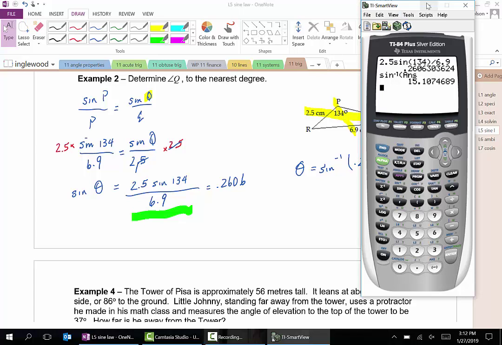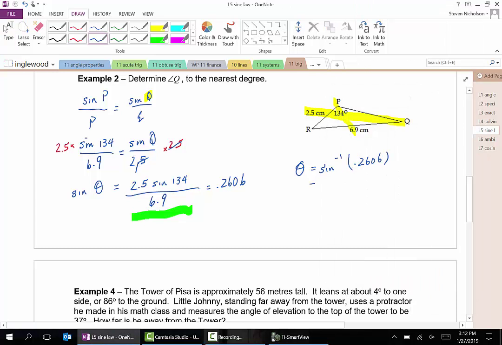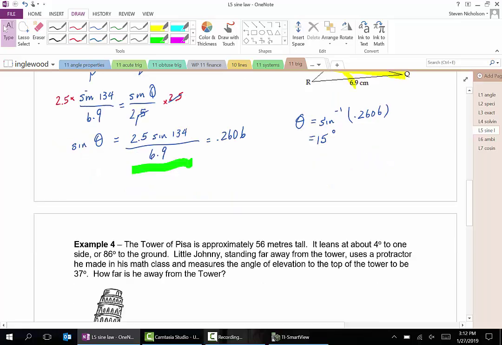So I'm going to round that to just 15 degrees. And that should make sense. Again, it has to be smaller than 134, and it is. So everything is good. So here's two basic examples of just using the formula, recognizing that you use the formula. So again, I say a matching pair, an angle and the side opposite.